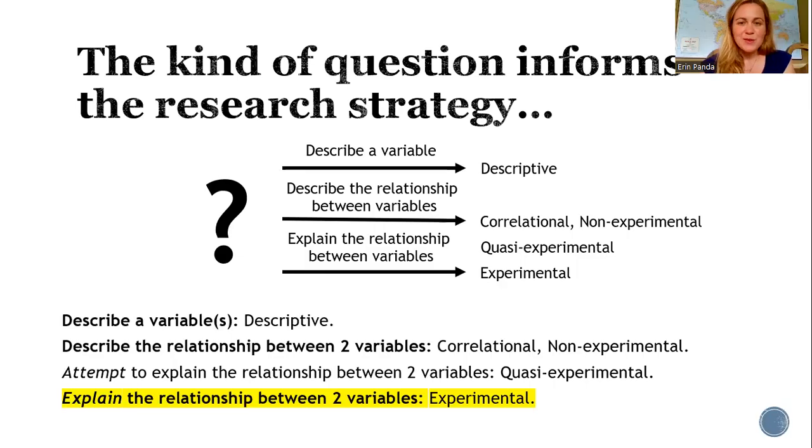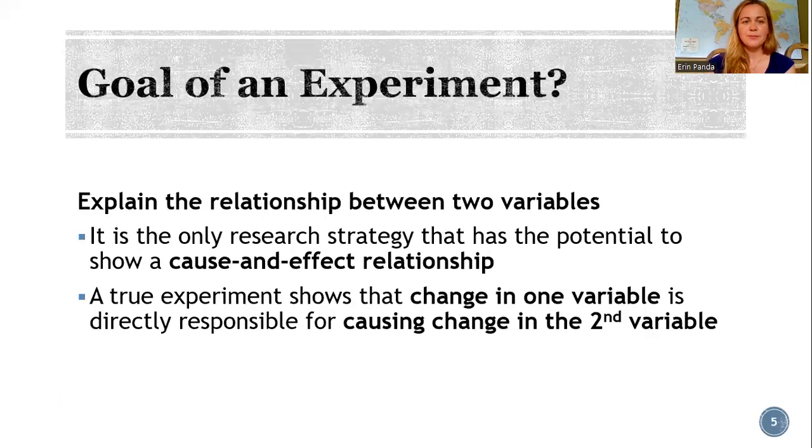So over the last few weeks, we've been talking about different research strategies and how they allow us to answer different research questions. We've talked about ways we can describe a variable, describe the relationship between two variables. This week and next week, we'll be talking about experiments, whose goal it is to explain the relationship between two variables.